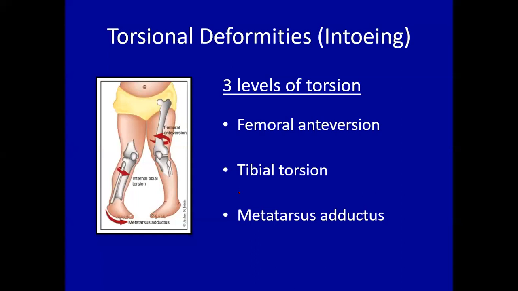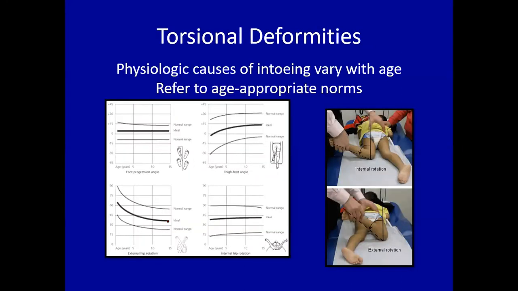Torsional deformities, so in-toeing, you can have a femoral anteversion where the femur toes in. You can have a tibial torsion where the tibia goes in, and then you can have marked metatarsus, so your metatarsals are adducting. Metatarsus adductus. So lots of this sounds just super, super complicated until you dissect it. So torsional deformities, we need to assess for a physiological cause to the in-toeing. So we'll check hip range of motion. That's a good thing to check.